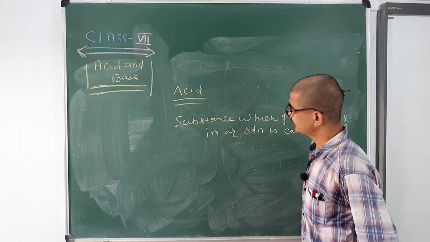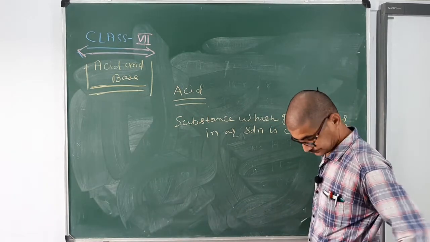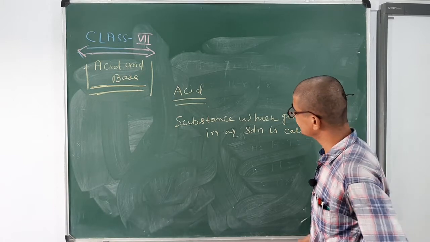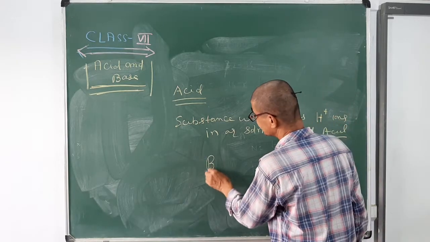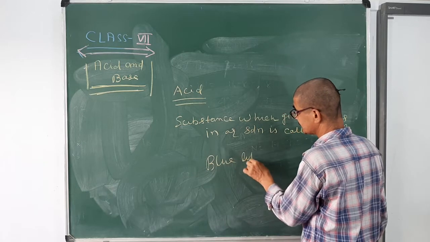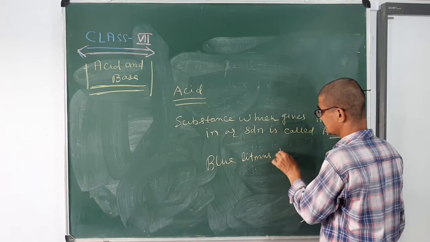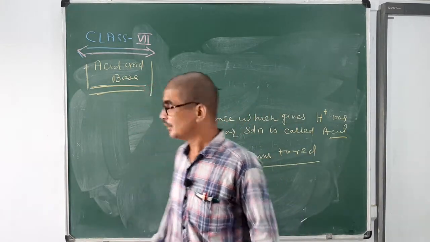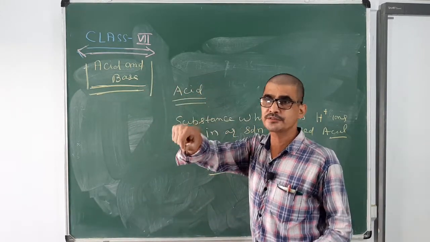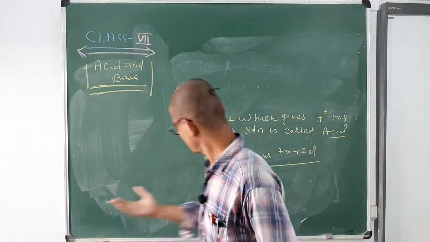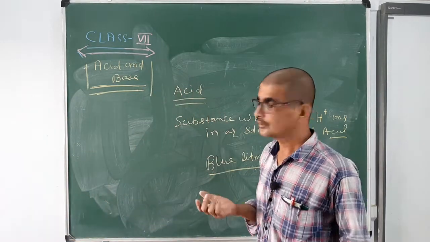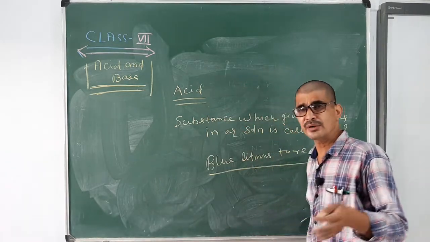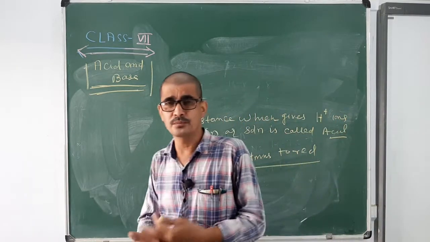It turns blue litmus to red. How can you identify? When blue litmus paper is put into the acid, it will just change into red in color, which indicates that the given substance is acid. You can do a practical at your home.